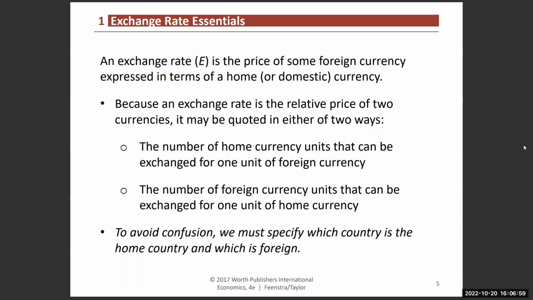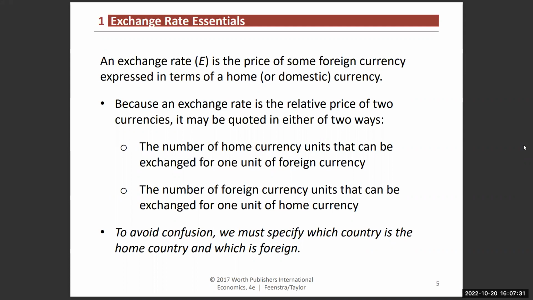The first, the direct quotation, is, for example, 5 zloty per $1. The indirect quotation would be 0.2, sorry, the other way around: $0.2 is equal to 1 zloty. So this is the terminology. The first is our home currency to foreign currency, the second is foreign currency to home currency.